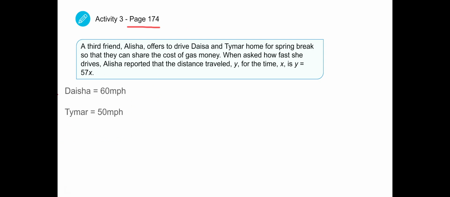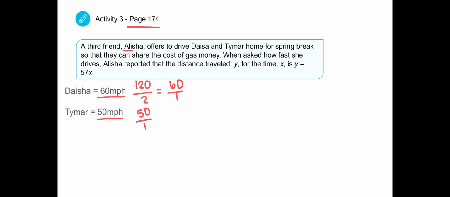So first of all, before we even talk about this, let's review. Daisha, we looked at her information in the form of a table, and we determined that because she drove 120 miles in 2 hours, we were able to reduce that ratio down to be 60 miles in 1 hour. So that told us that she was driving 60 miles per hour. Now Tamar is 50 miles an hour. We were able to look at his graph, and remember his graph went up from the origin and continued at a steady pace, and we were able to look at the 1 and follow it up to 50. So we were able to determine that his ratio was 50 miles to every 1 hour.